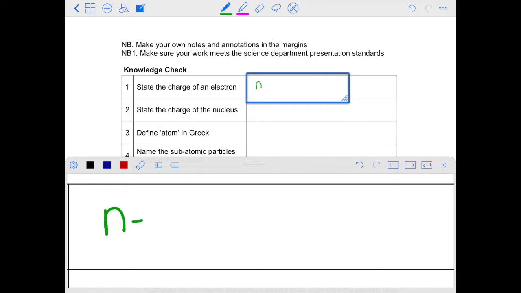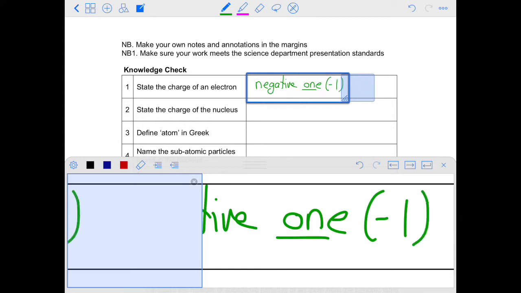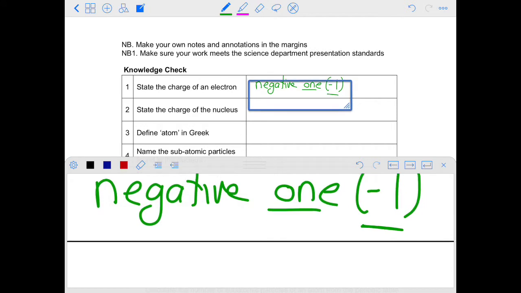An electron has a charge of -1. Yes, the 1 is important. It isn't properly correct without it. If you've done it in symbols, such as here, that's fine as well.